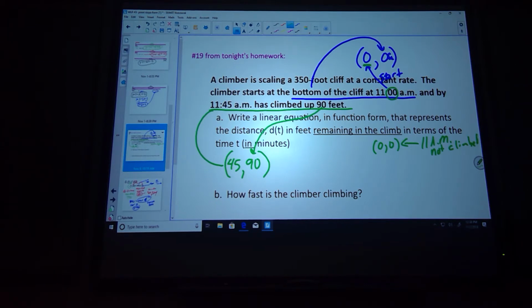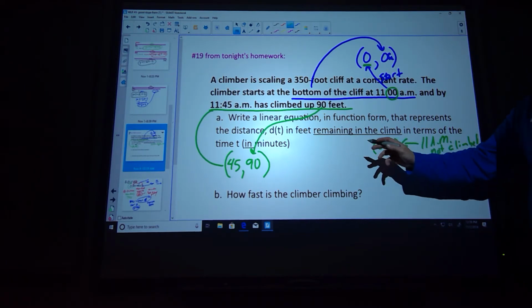He's thinking about it. He starts to climb as it hits 11. He's like, oh, it's now 11 in a few seconds. Now I'm going to climb. Okay, so that's one point. That's the other point.